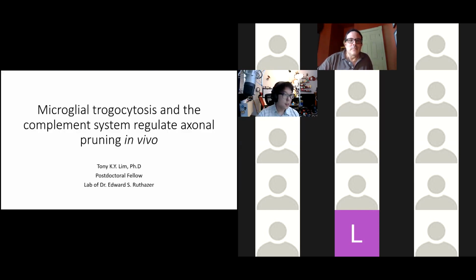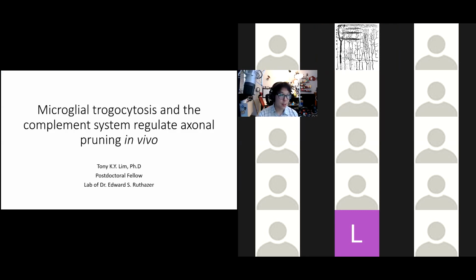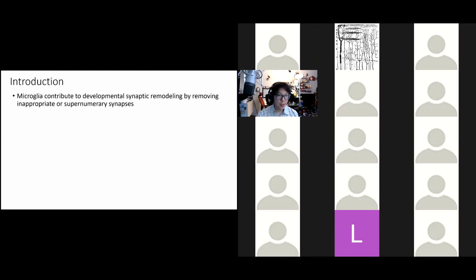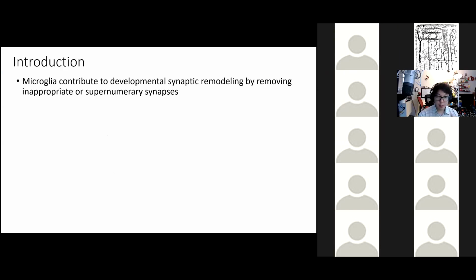Okay. So I'm very excited to share this story that Ed and I have been working on. It's titled Microglial Trogocytosis and the Complement System Regulate Axonal Pruning in Vivo. So microglia are thought to contribute to developmental synaptic remodeling by removing inappropriate synapses.